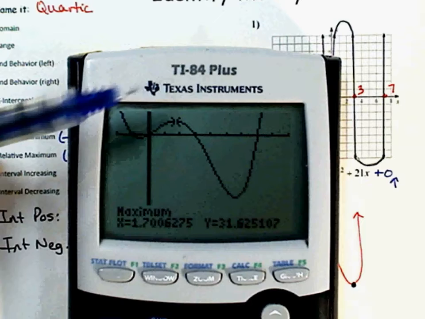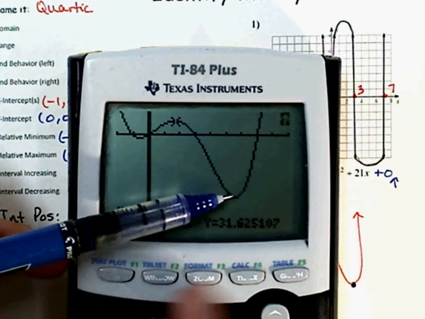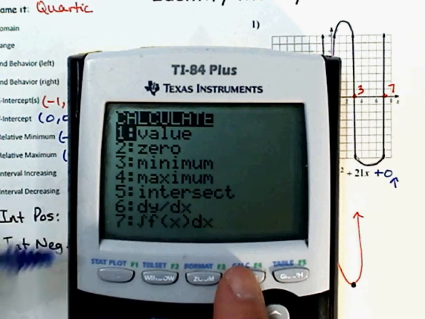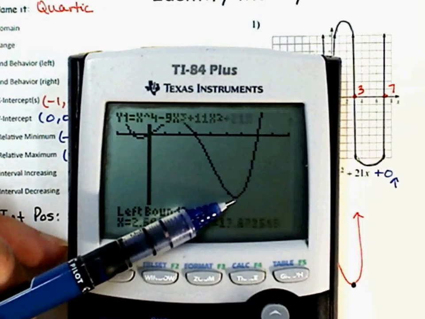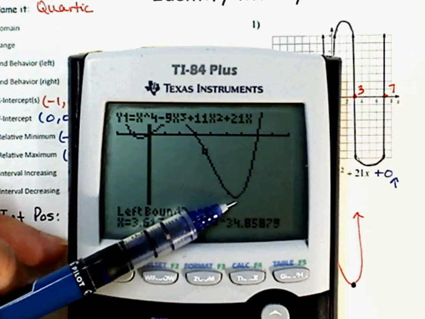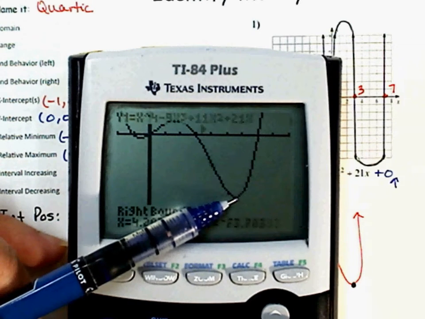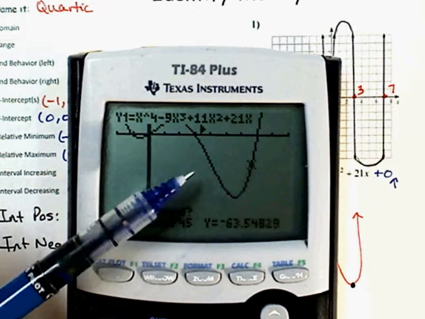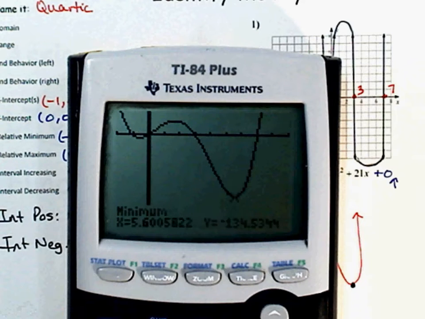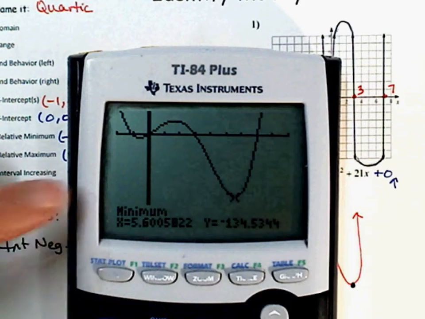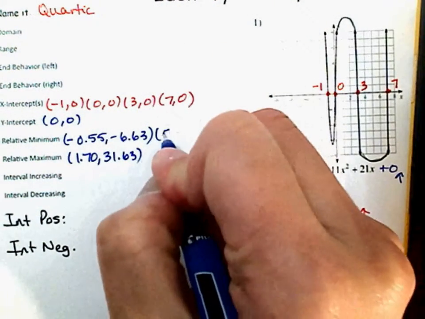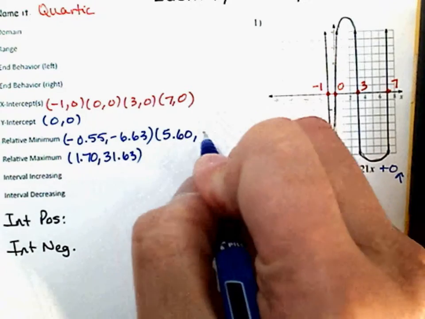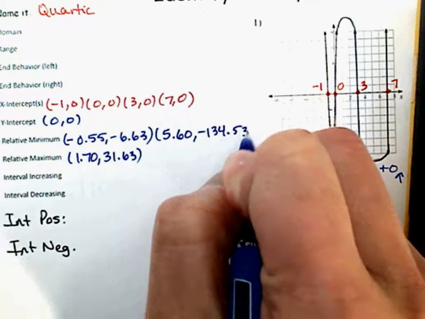All right. Take a look at my graph. I got a minimum, maximum, I have another minimum. So I'm going to hit second calc. Minimum is number 3. Okay? And I'm wanting this point. So I need to be anywhere to the left. Am I to the left? Yes. Anywhere to the left. Go around the curve. It says right bound, so I need to be right. Anywhere to the right. And there I have my minimum. All right, so I'm going to write my point. (5.60, -134.53). Okay, so I have all of that.